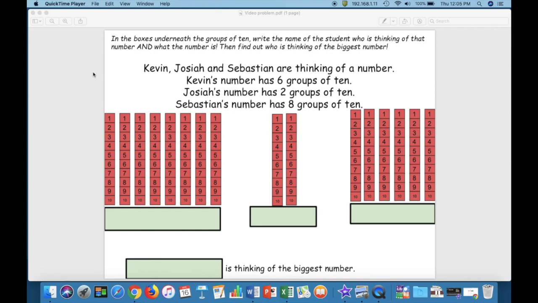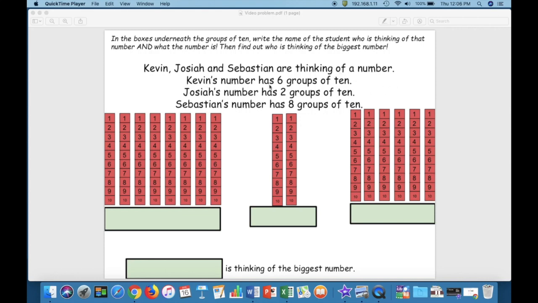So I want to take a look at this word problem before we do it together. The directions say, in the boxes underneath the groups of 10, write the name of the student who is thinking of that number and what the number is. Then find out who is thinking of the biggest number. So here we have three students' names. Kevin, Josiah, and Sebastian are thinking of a number.